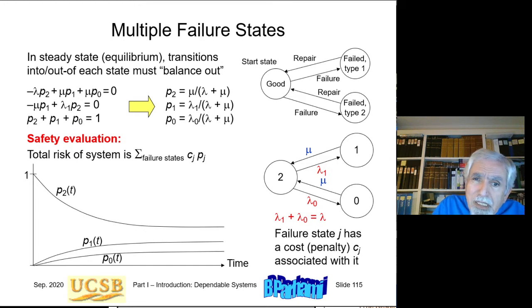So the answers here are P2 is mu over lambda plus mu, P1 and P0. And this is the situation here. P2 starts with probability 1 at the beginning, and it drops to a steady state value. P0 and P1 start with 0, and they rise to their respective steady state values.